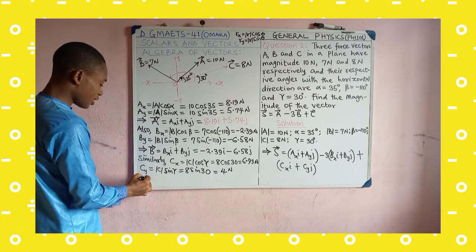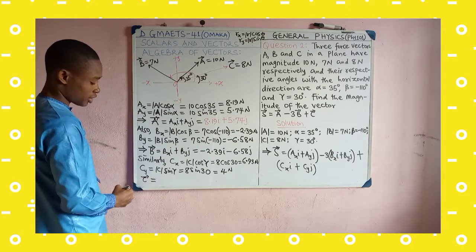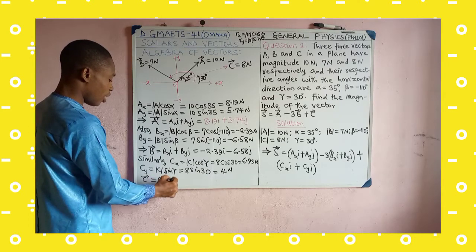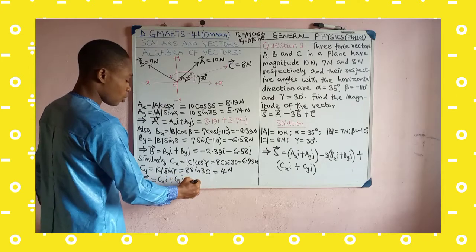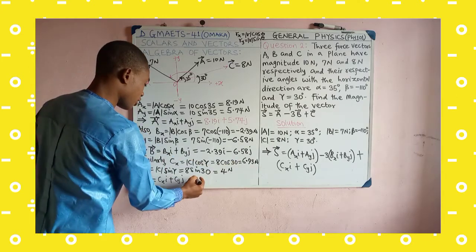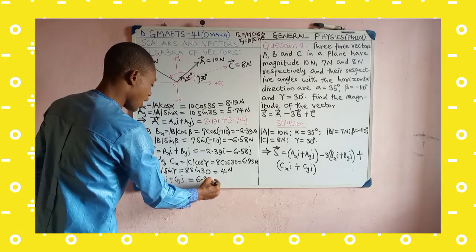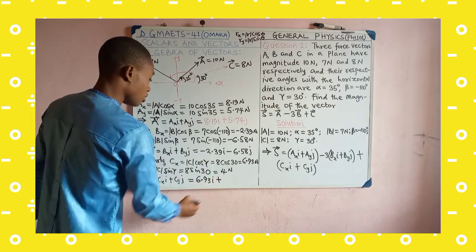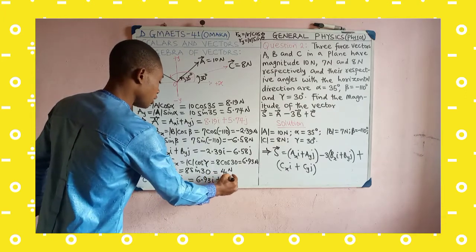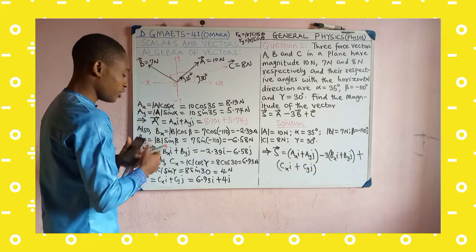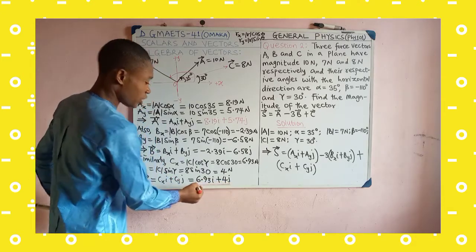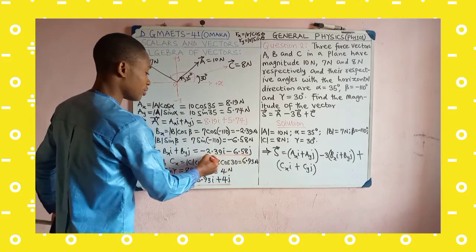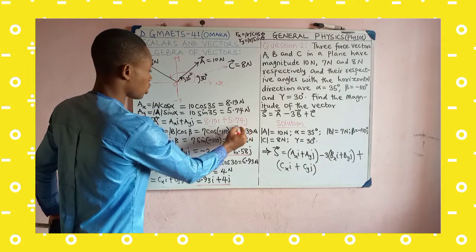So what is the displacement vector of C? The displacement vector of C, which is Cx i plus Cy j, is 6.93i plus 4j. Take note of this. These are the displacement vectors. I'm sorry I didn't write this in a red marker, so let me underline them. Is that okay? And take note of this as well.